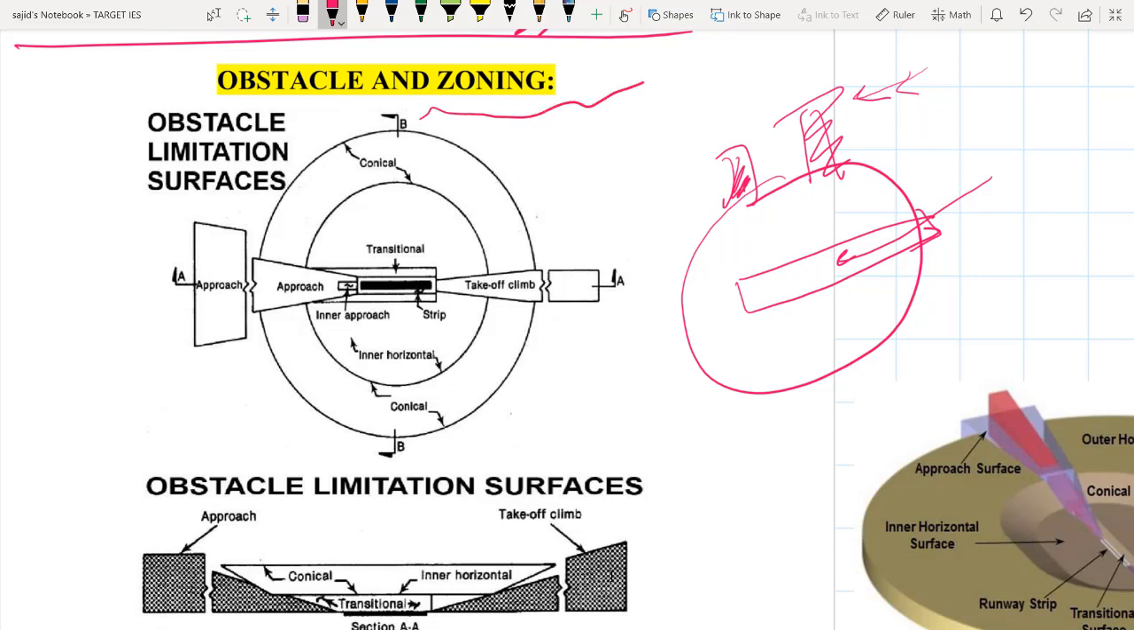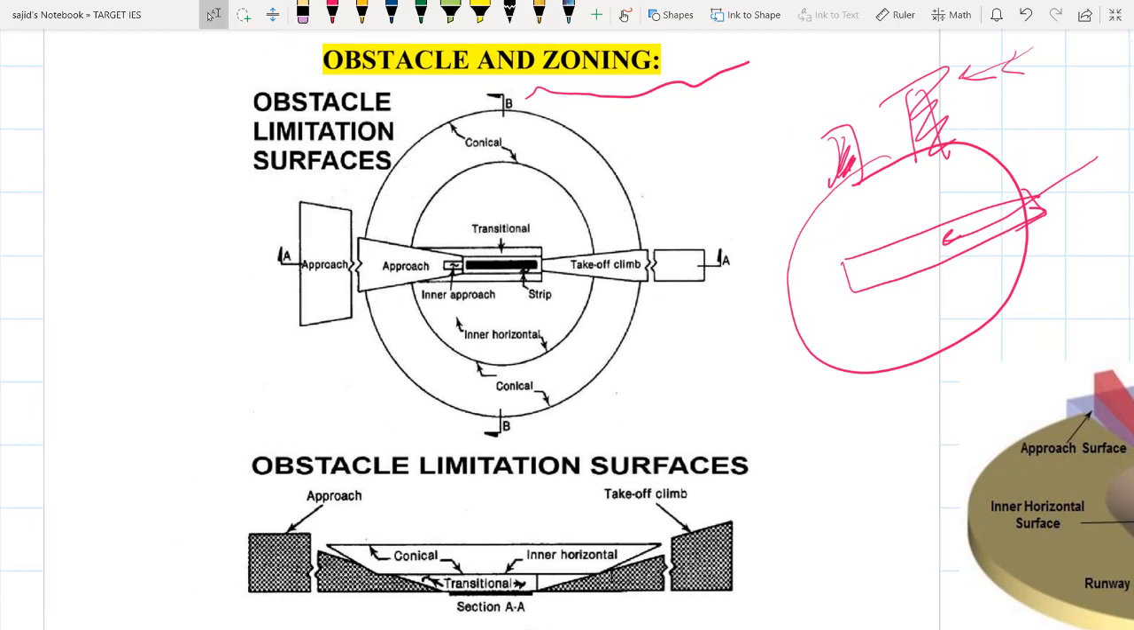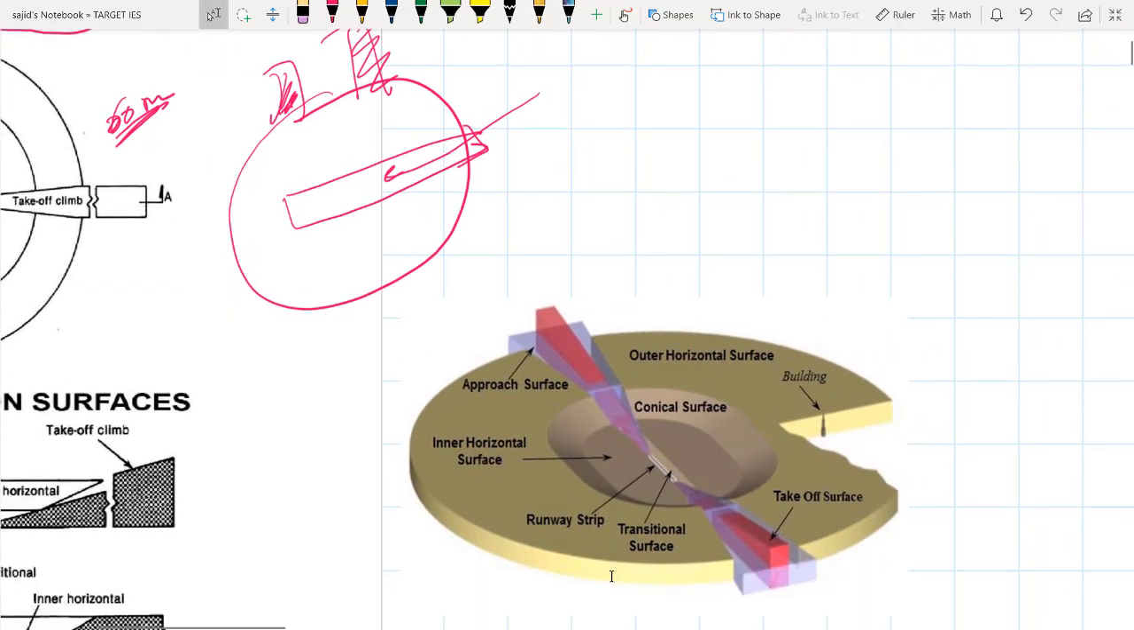Up to what height you can construct, what are the rules, that will be given in obstacles and zoning. If this is your airport, basically here comes your runway. You can see here, right, this is your runway. This black strip that you can see, that is your runway. Just beyond this runway, what will we have? The primary surface. In this primary surface the runway will come, around 60 meters on both sides of the runway. Your primary surface will be there. I will show you. Somewhere here you have your runway strip, right? This is your runway strip. Till here you will be having your primary surface.